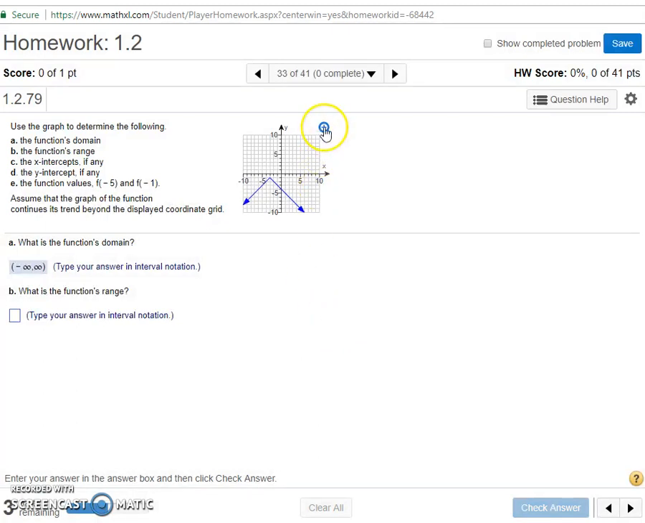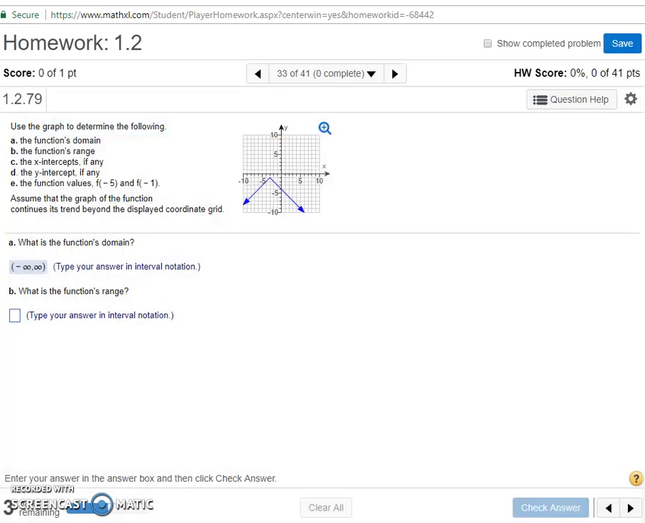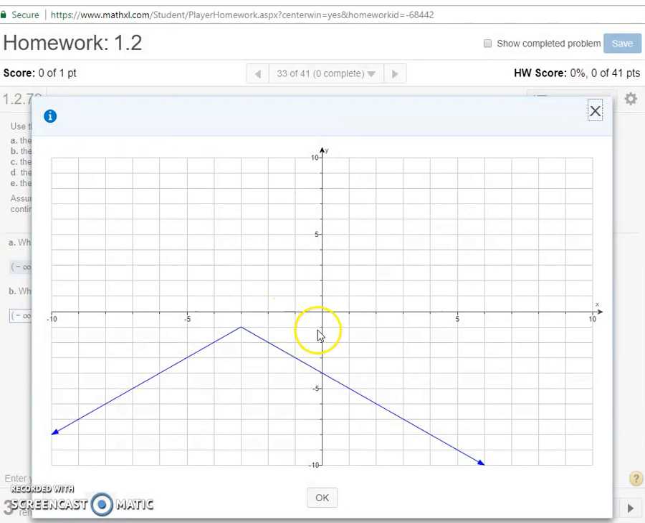The range is a little different. Here's my highest y value, and then it's going down forever, right? Down, down, down, down, down. So if it has a maximum like that, but then it's going down forever, the lowest y value is negative infinity, but the highest y value was here, negative 1.